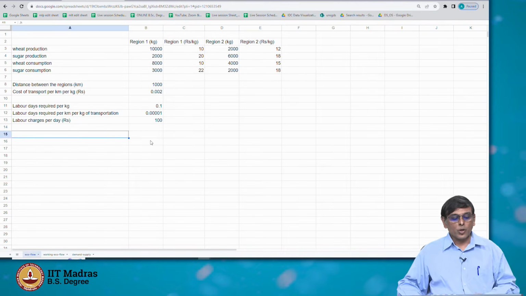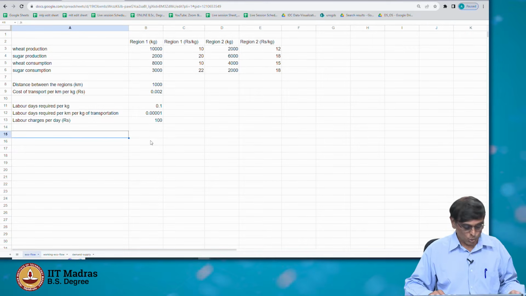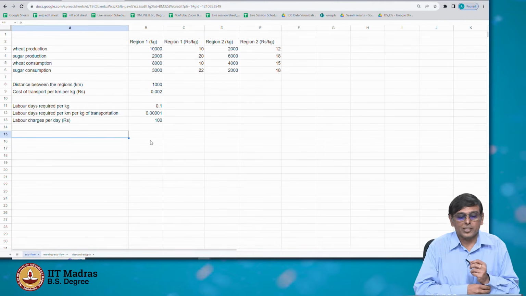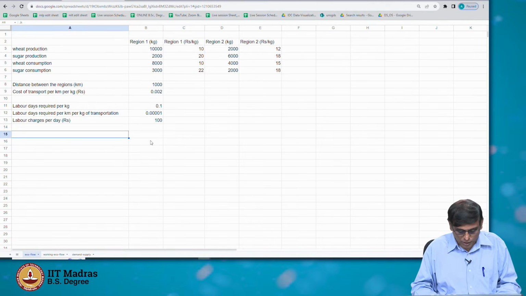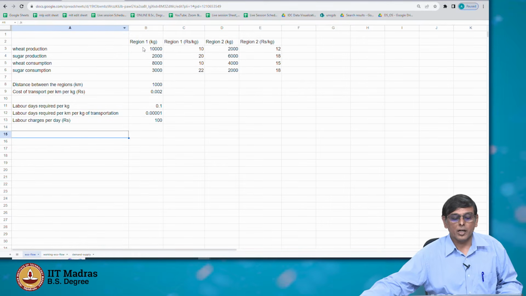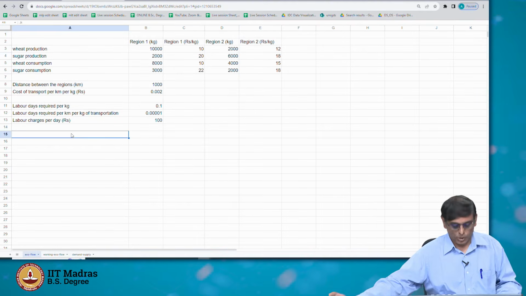Now, from this we want to calculate many things. One thing we want to calculate is how much wheat went from region 1 to region 2 or from region 2 to region 1. One thing we notice is that the wheat production is 10,000 kilos in region 1 and 2,000 kilos in region 2, so the total wheat production is 12,000. I can write that.